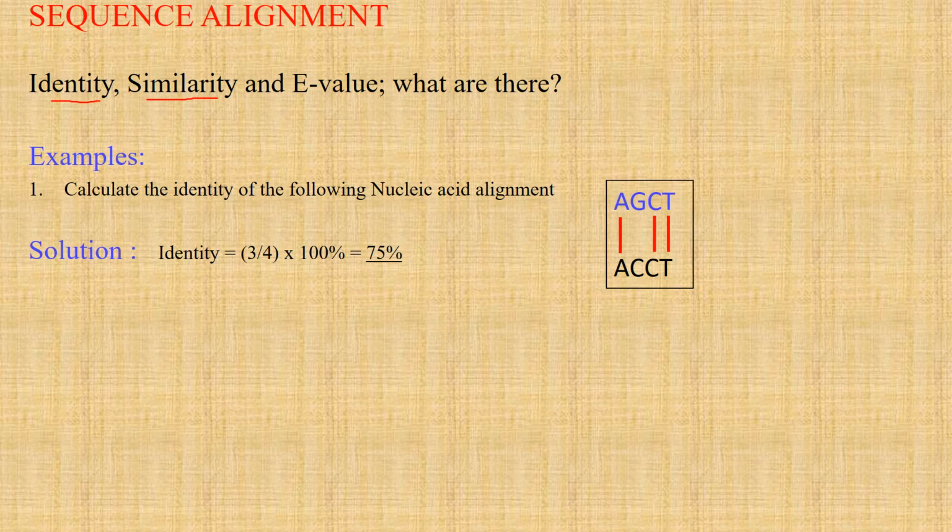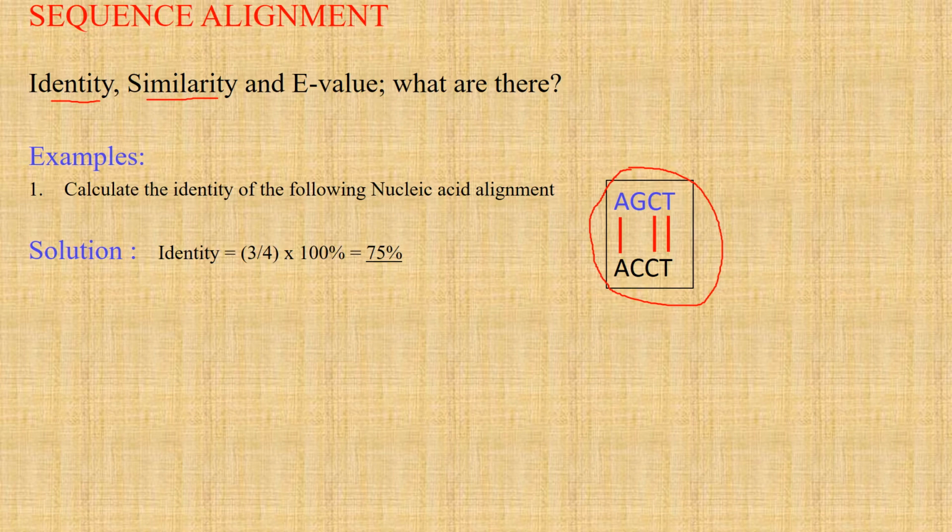Okay, let's take this example below, this example of this alignment. They say we should calculate the identity of the following nucleic acid alignment. So this is a nucleic acid alignment. Solution. We said identity is the number of residues in the query sequence. This is our query sequence, that is what we want to align to the subject sequence. The subject sequence is the one coming from our database. The number of residues that are identical.